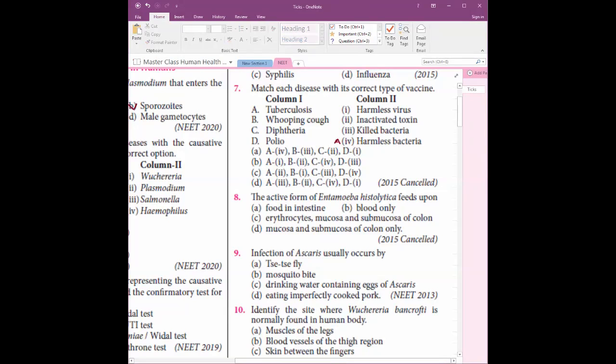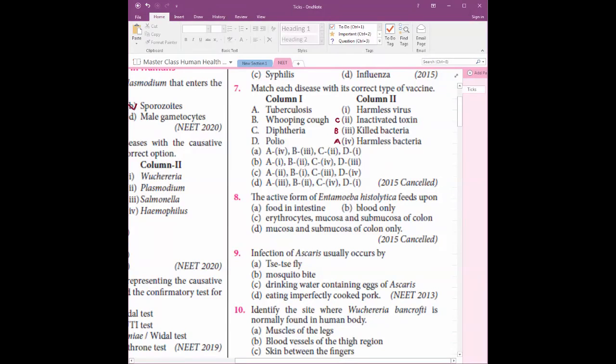Second one, B, whooping cough. Guys, this is going to be your... Any guesses? Yes, it is going to be your killed bacteria. Very nice. C, diphtheria. Now, guys, diphtheria is caused by the diphtheria toxin. So this is going to be inactivated toxin.